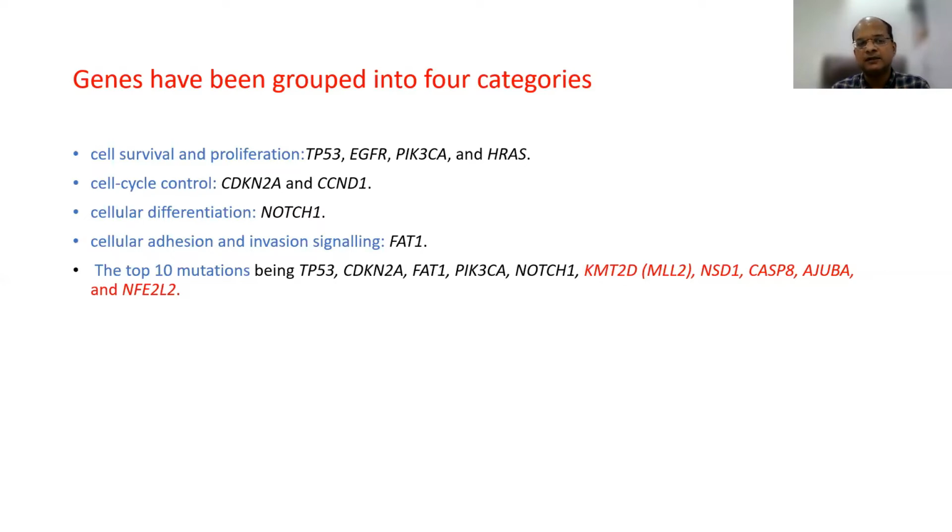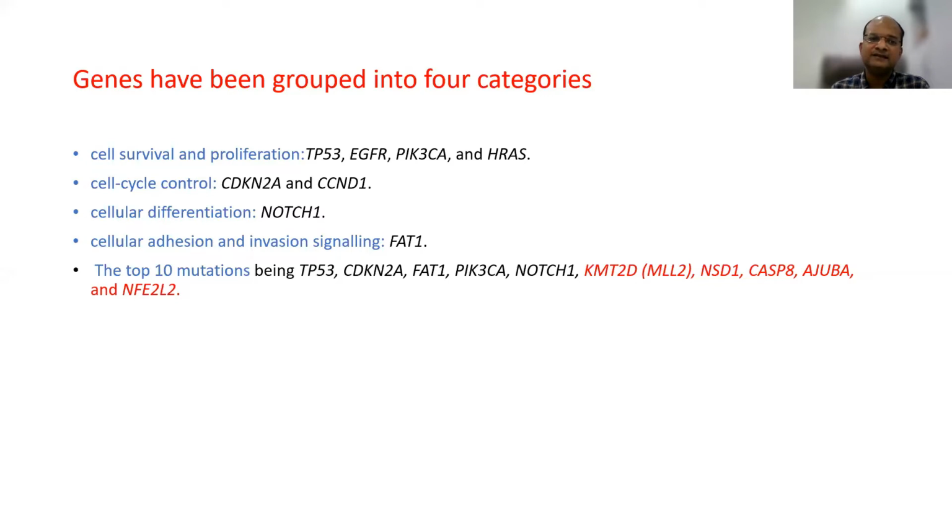Second is cell cycle control. These genes control whether the cell remains in the proliferation phase or the static phase of the cell cycle. Two most important genes of this category are CDKN2A and CCND1. CCND1's IHC counterpart is cyclin D1. Third one is cellular differentiation, which stage of differentiation this tumor will go to. This is decided by some genes, one of which is NOTCH1.